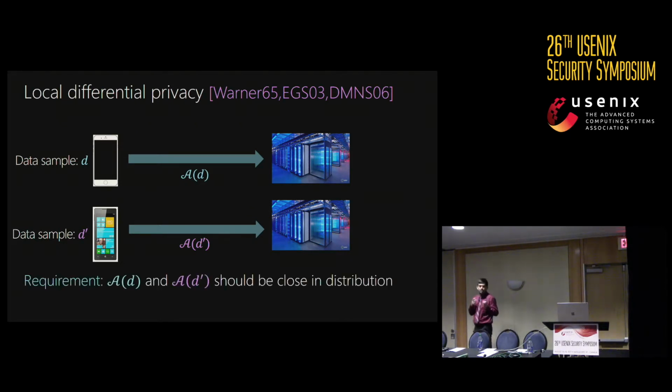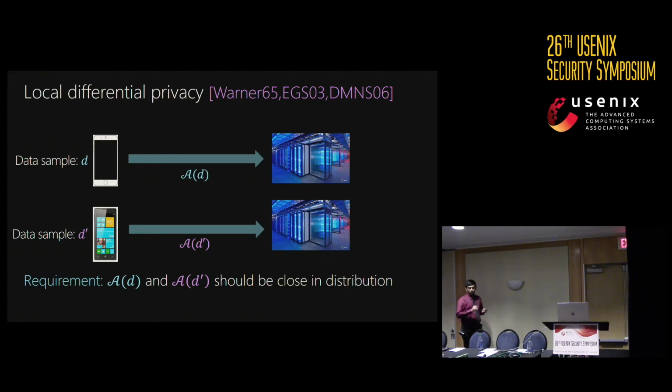The requirement from the perspective of privacy is that A of D, this is output on the data sample D, the actual user's data sample, versus A of D prime, that is on a data sample which is arbitrarily constructed, these two outputs should be close in distribution. Now why can I say closeness in distribution? Because A is a randomized algorithm, so A of D is a random variable. So what I'm wanting is A of D and A of D prime should be close in distribution. Now it is not important for this talk what it exactly means to be close in distribution, but there is a formal way we can define the closeness in distribution.